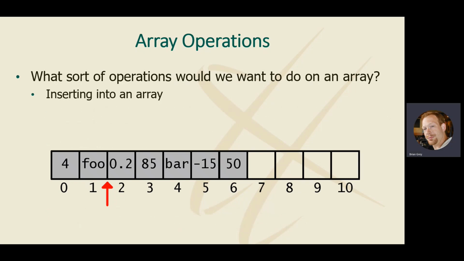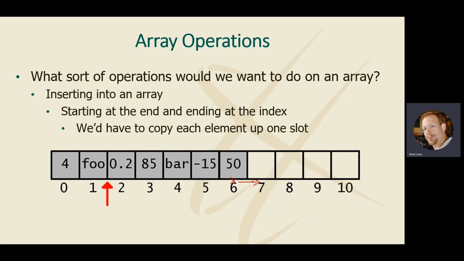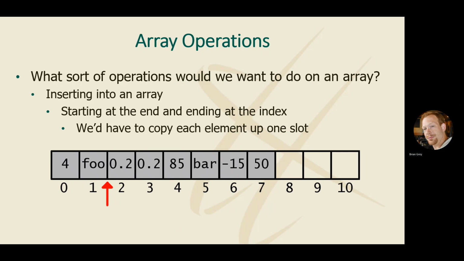Instead, what we're going to need to do is start at the end, start all the way out here. And since we got space back here, we can just copy a value up, right? We're going to copy each element up one slot, and then we're going to iterate down until we find the slot that we want to copy into. So 50 moves up, then 15 can overwrite 50 because we've made a copy, and bar can overwrite negative 15, and we can keep going until we get to 0.2, right? And once we get here, we can overwrite it with X because the data is redundant.